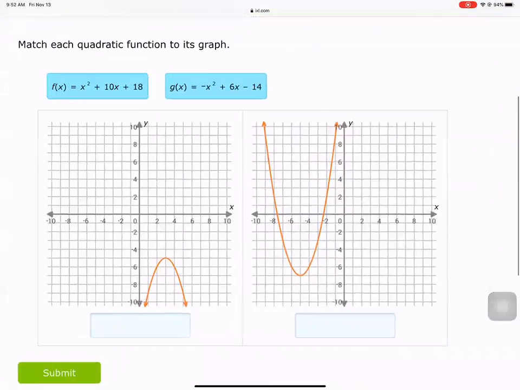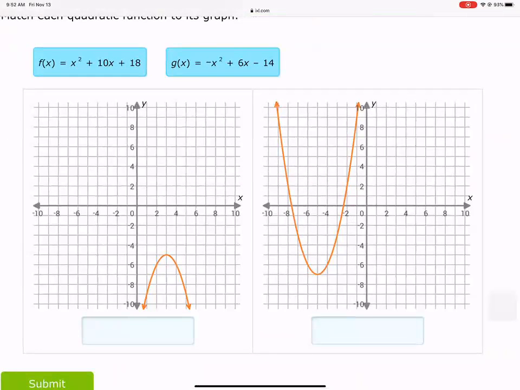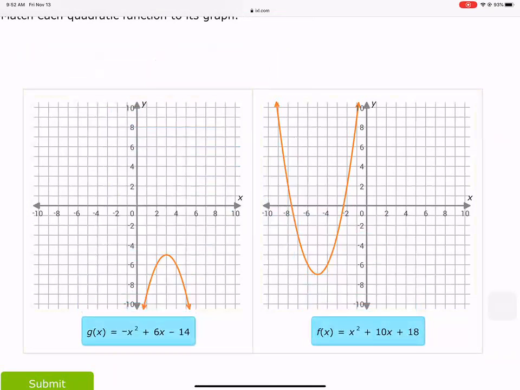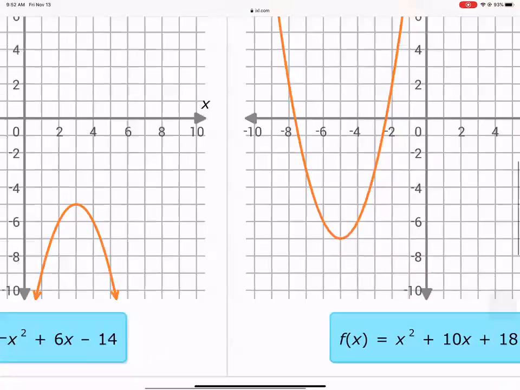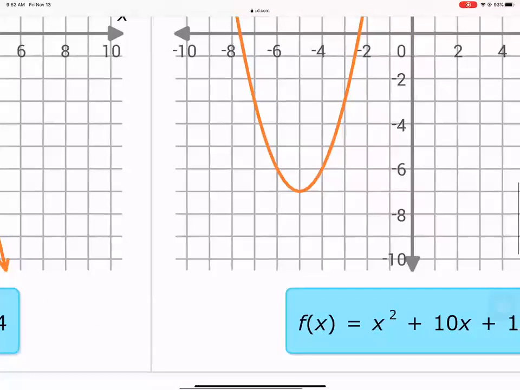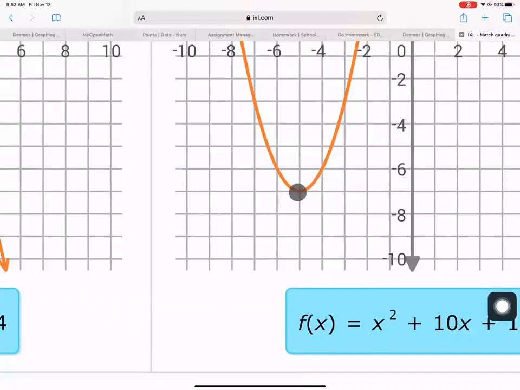Look at this next one. Obviously one's positive, one's negative. That a value helps us automatically figure out which graph is which. Positive means going up, negative means going down. No work. But just to make you believe, a value on the right side is positive 1. So isn't it, from the vertex, 1 step over, 1 step up? Yes. 2 steps over, 1, 2, 3, 4.